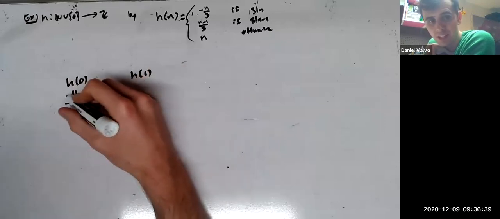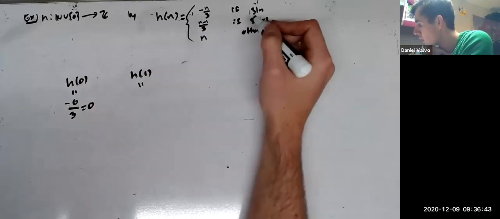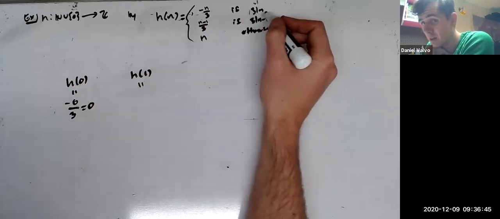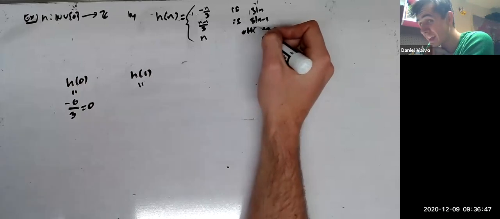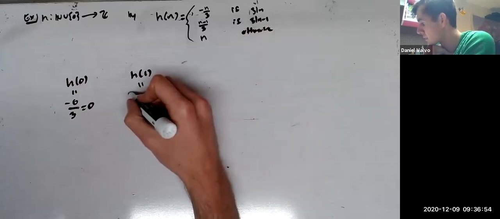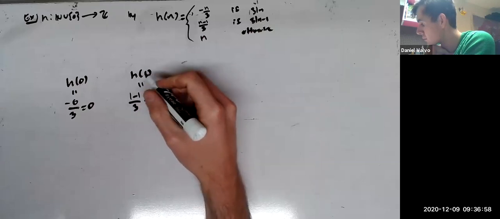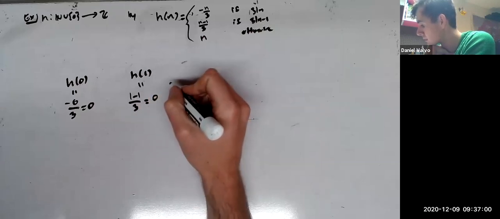Now, h of 1 is an equal sign, by the way. H of 1, what's that going to equal? Well, here 3 does not divide n, 3 does not divide 1, but 3 does divide n minus 1. 3 divides 1 minus 1, which equals 0. So that means we're in this case. In this case, the function outputs 1 minus 1 over 3, which is again 0.